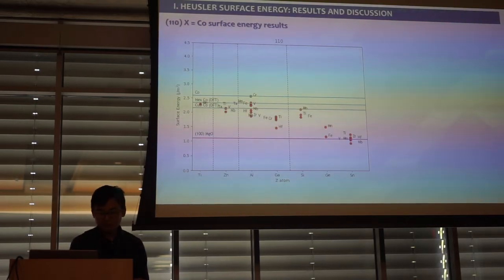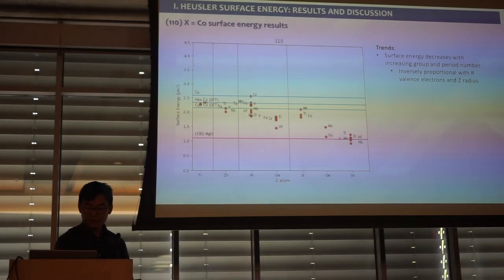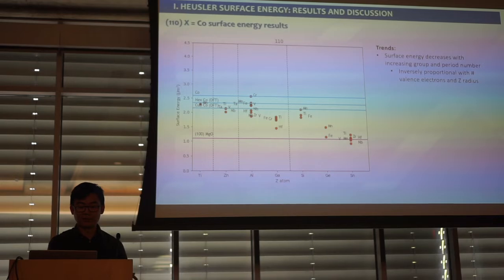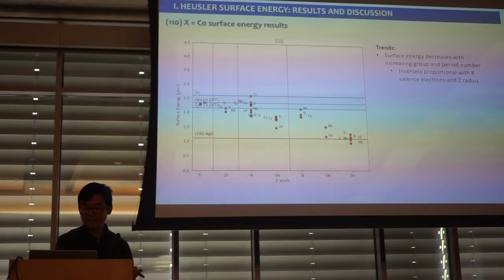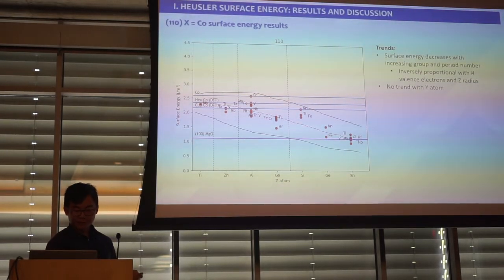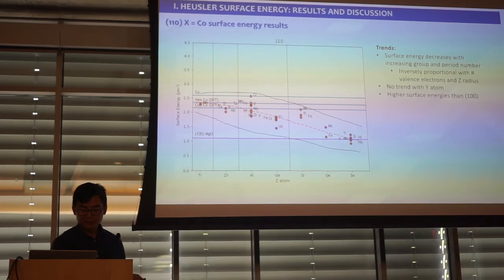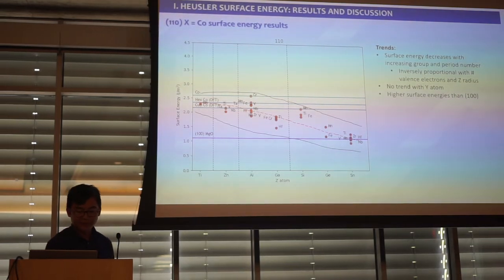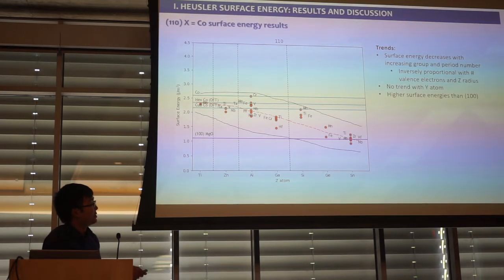Okay, so now for the 110 surface, we see a very similar trend, that the surface energy decreases with the group and period number of the Z atom. And so that indicates kind of the same thing, that the surface energy is inversely proportional to the number of valence electrons and the Z radius. We still don't see any trend with the Y atom, and we also see that the surface energies are a little bit higher compared to the 100 surface.